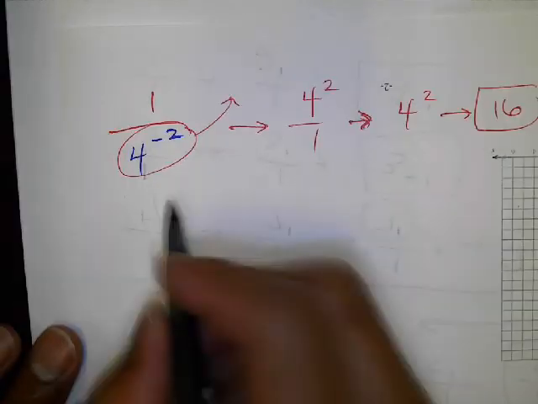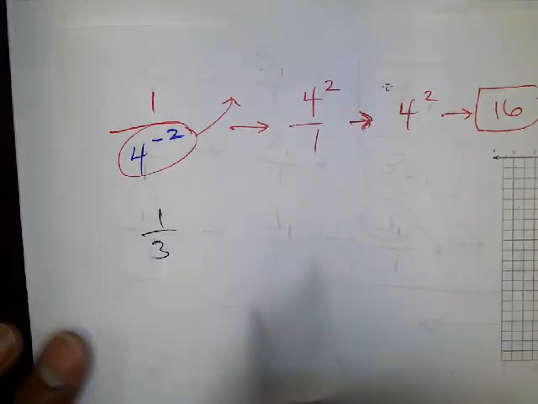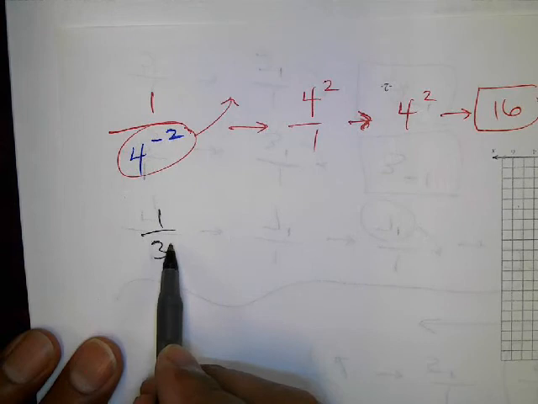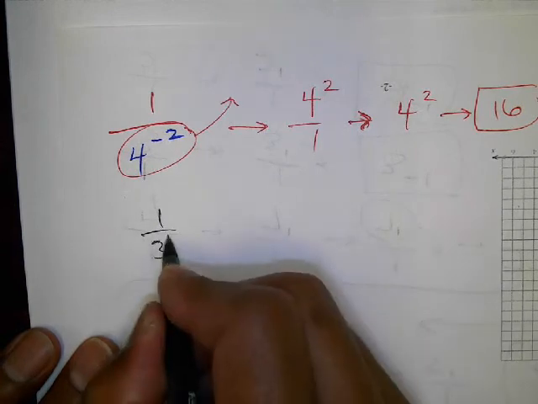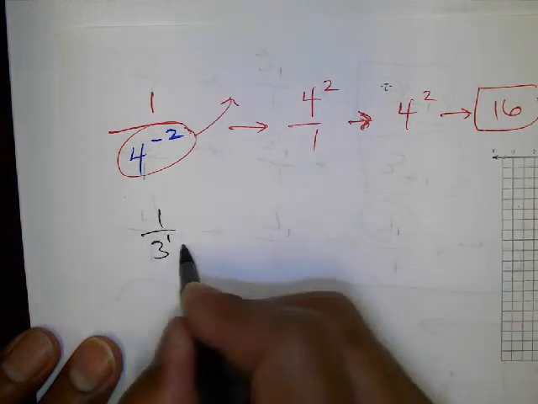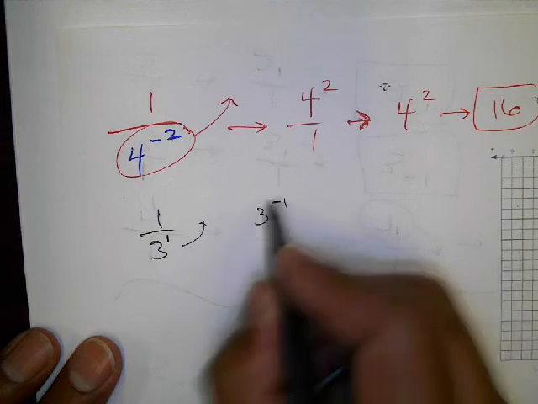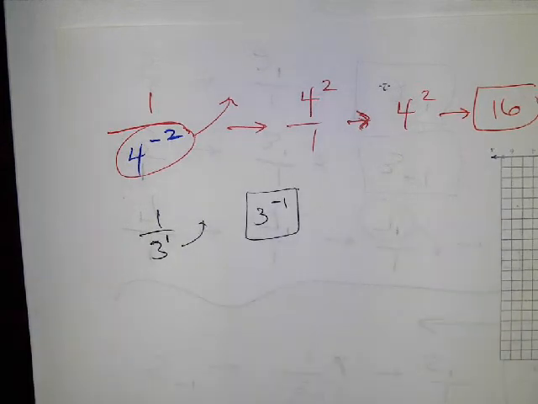You won't see these too much. You'll really just see fractions like 1/3. Well, that 3 has an exponent. If it doesn't have an exponent, it's a 1. And then you move it up, so it'll be 3 to the power of negative 1. Okay, that's mainly what you're going to see.